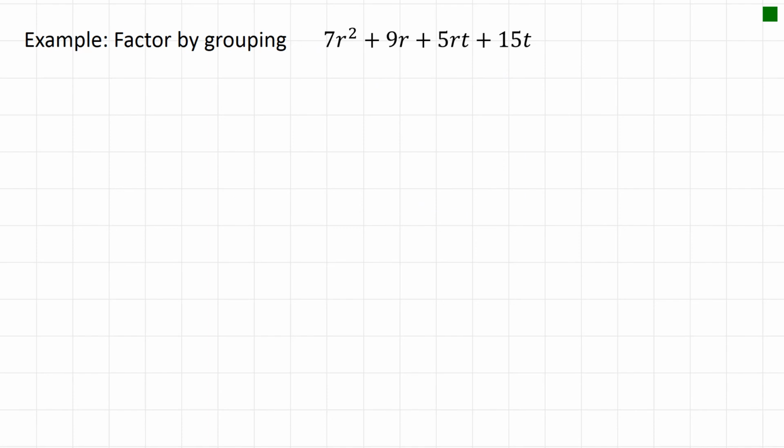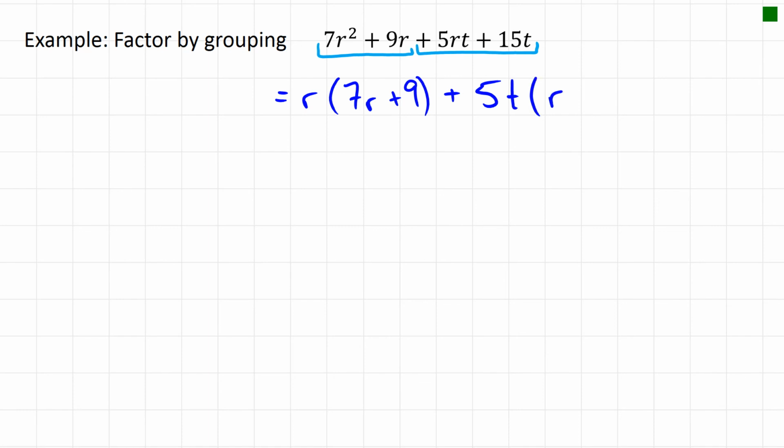Lastly, factoring by grouping. So let's see what we can do here with these pairs. So here's my first pair, here's my second pair. So for the first pair, all I can do is factor off an r, 7r plus 9. And on the second pair, it looks like I can factor off 5t. So I have plus 5t, and that leaves me with r plus 3.